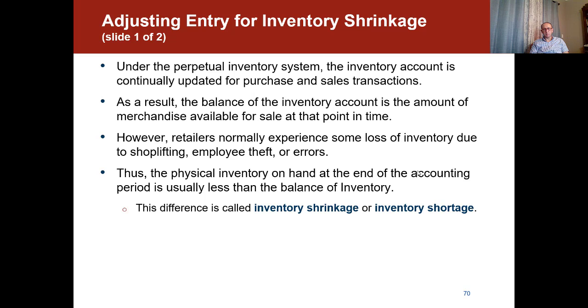However, retailers normally experience some loss of inventory due to shoplifting, employee theft, or some kind of errors. Therefore, the physical inventory in hand at the end of the accounting period is usually, in most cases, less than the balance of inventory. So the difference, we call it inventory shrinkage or inventory shortage. And let's see how we treat it in accounting.